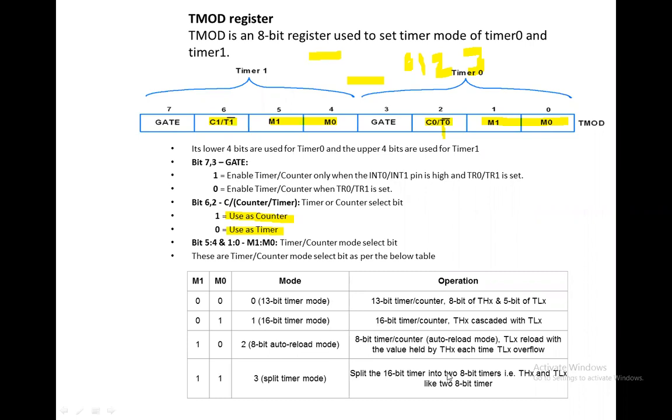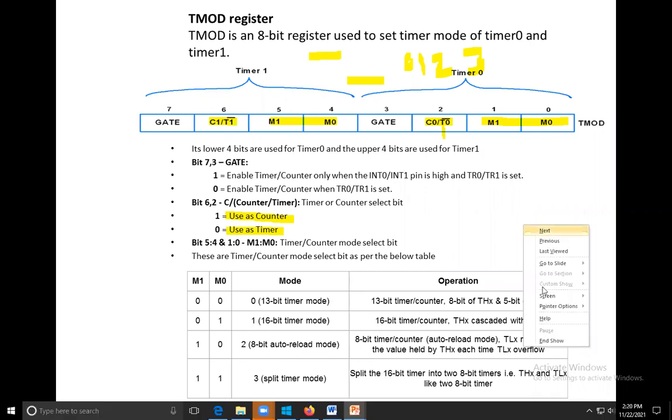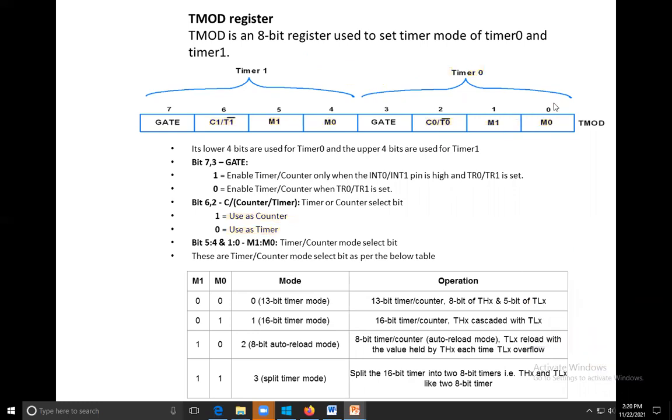According to the mode selection, if it is 0, 0 in timer 0 mode, timer 0 acts as a 13-bit timer. Already timer 0 is a 16-bit timer, but if you use 0, 0, then it acts as a 13-bit timer. If M1 and M0 are 0, 1, then timer 0 acts as a 16-bit timer. And if it is 1, 0, it is an auto reload timer.